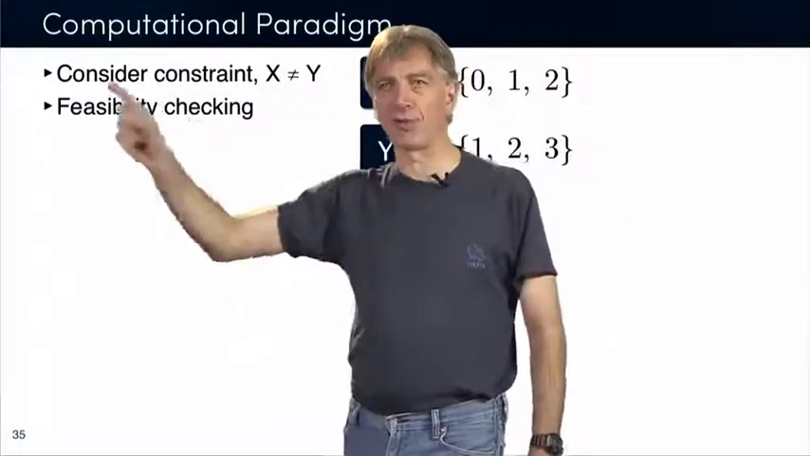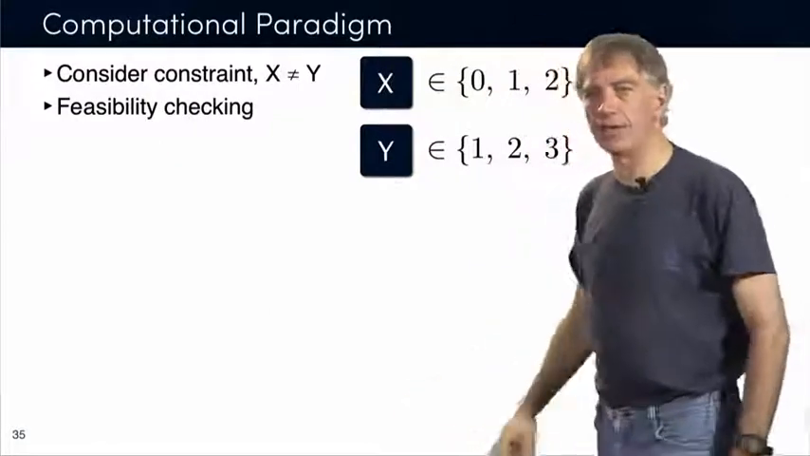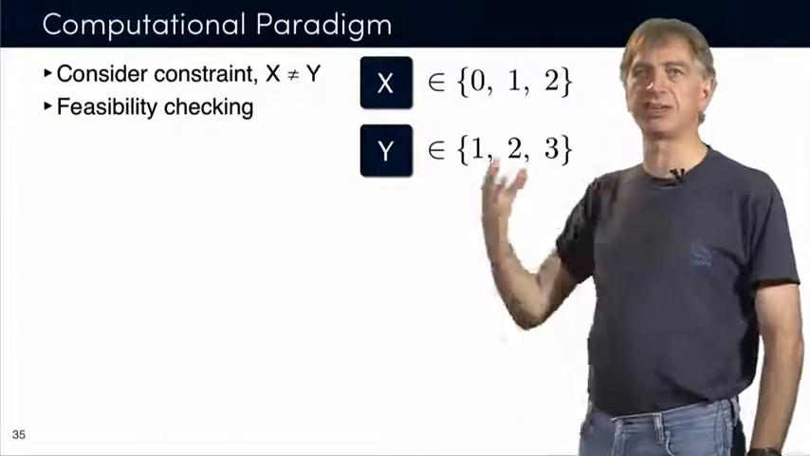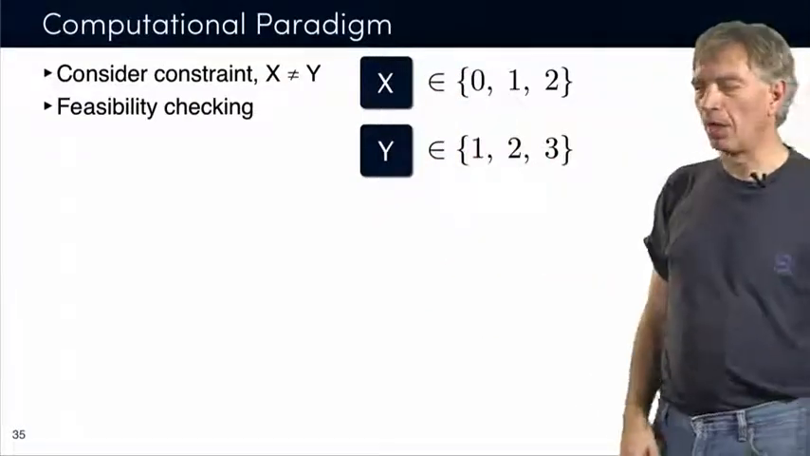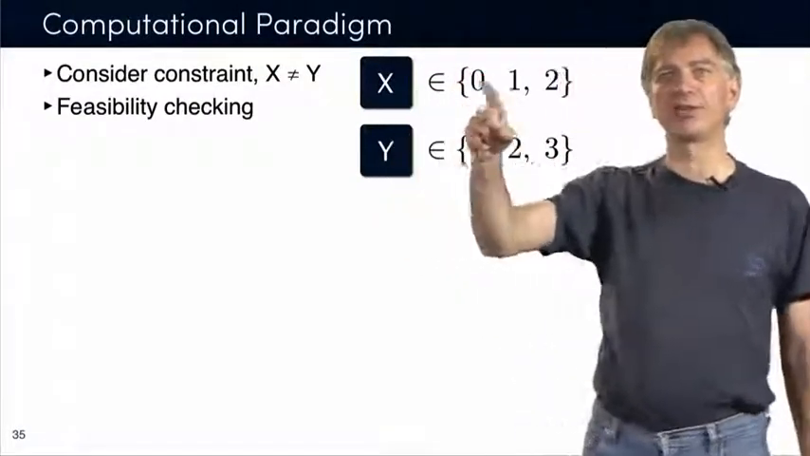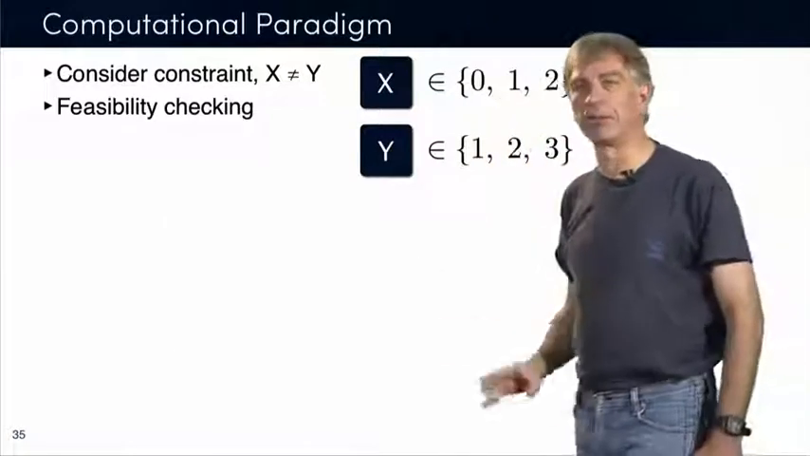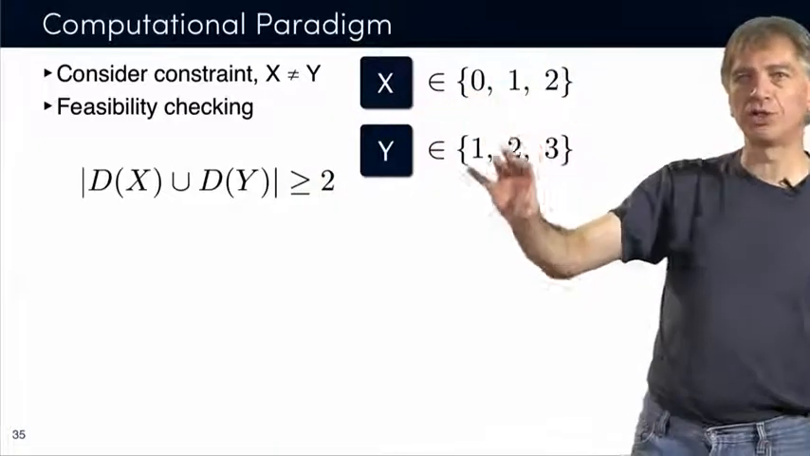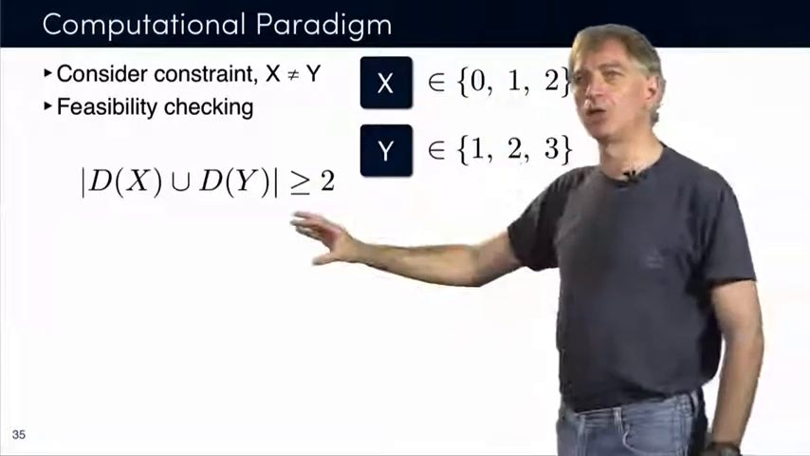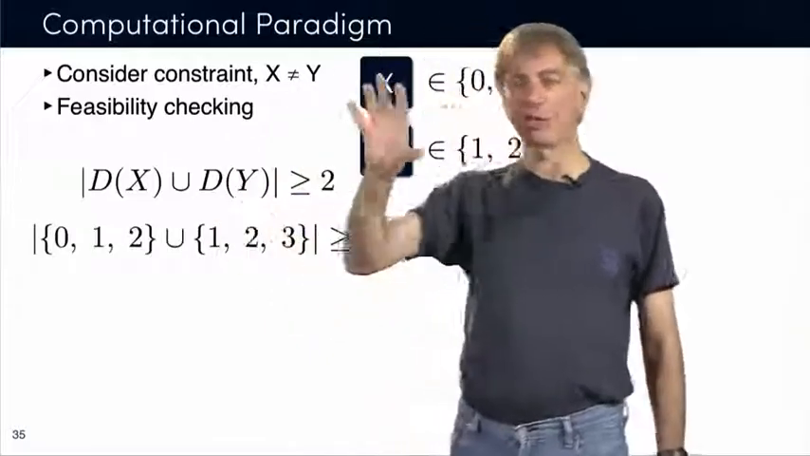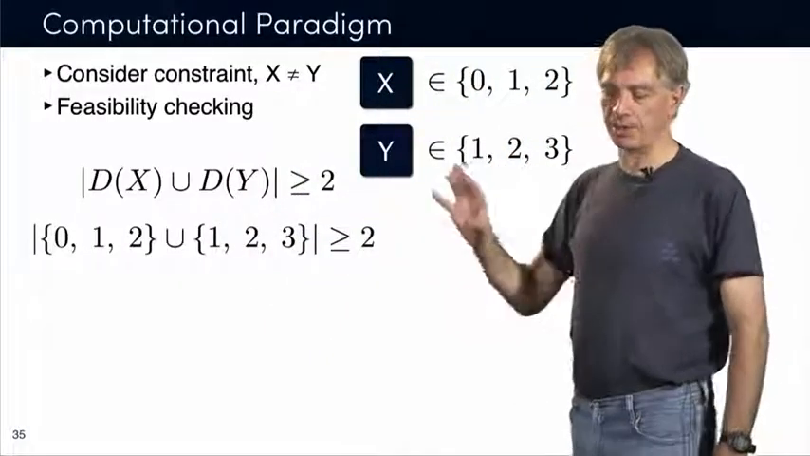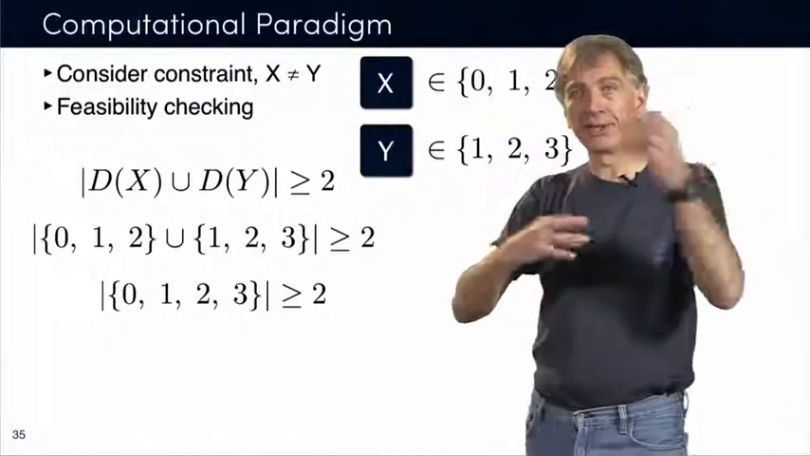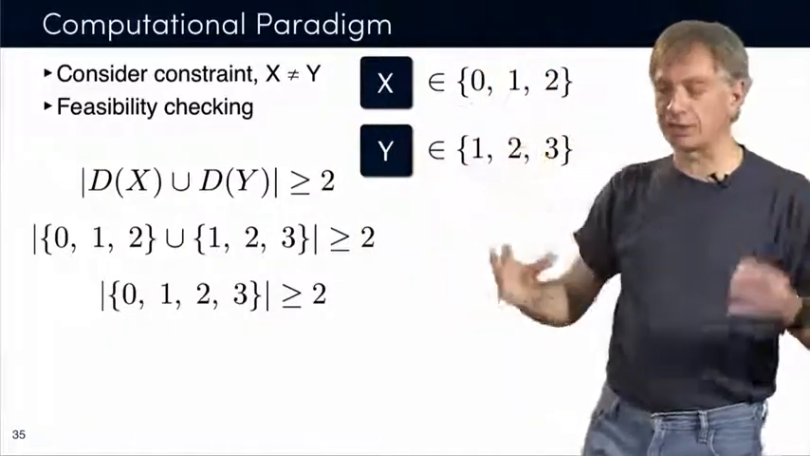X has to be different from y, okay, so that's the constraint, and assume that the domains of the variables are these. So one of the things that I have to do is feasibility checking. Is this constraint feasible? Obviously here I can see that it's feasible, right? I can take 0 there and 3 there, and it's going to be feasible, okay? So the general rule here is that you take the union of these two domains, and you look if the size of that union is greater than 1. If it's greater than 1, what that means is that I can take at least two values, and therefore the constraint is going to be feasible.